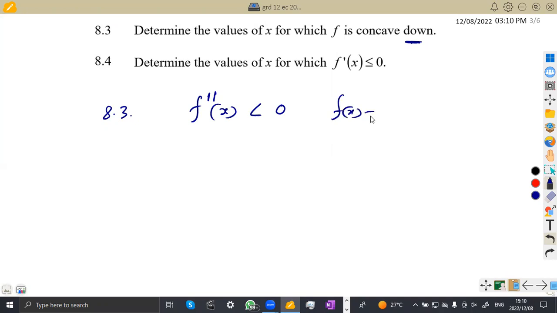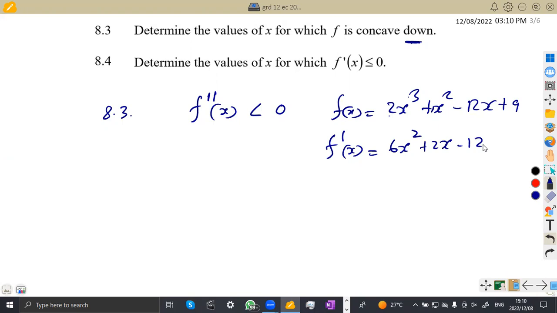From our f of x, we originally had 2x cubed. Don't forget your f of x, it was given there on top, so I'm just going to rewrite it. This was our f of x. We need the second derivative, so let's calculate the first derivative first. The first derivative is going to be 3 times 2, that is 6x, and we subtract 1 from the power, so it'll be 6x squared. Then 2 times 1 is 2x, minus 12. So we have our first derivative. Then the second derivative with respect to x is going to be 2 times 6, which is 12x, and here we are left with 2.